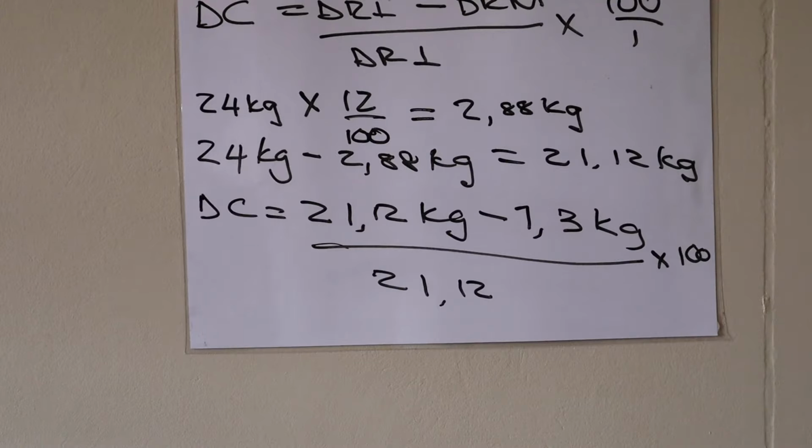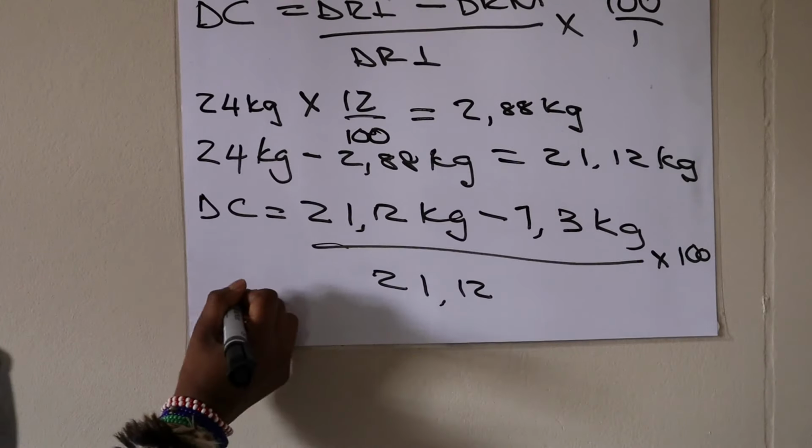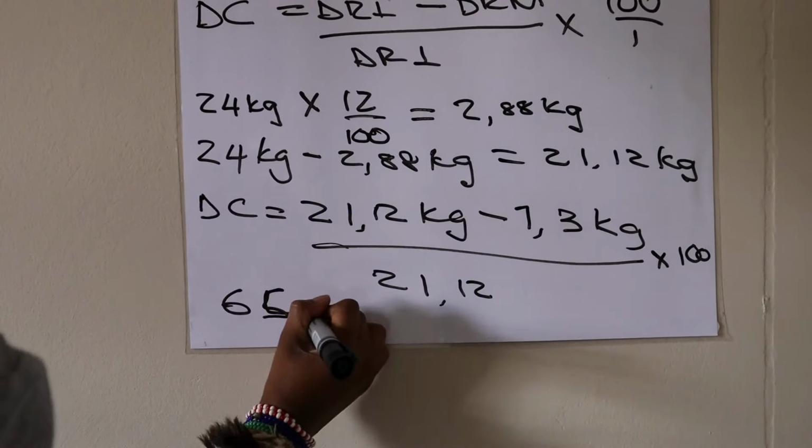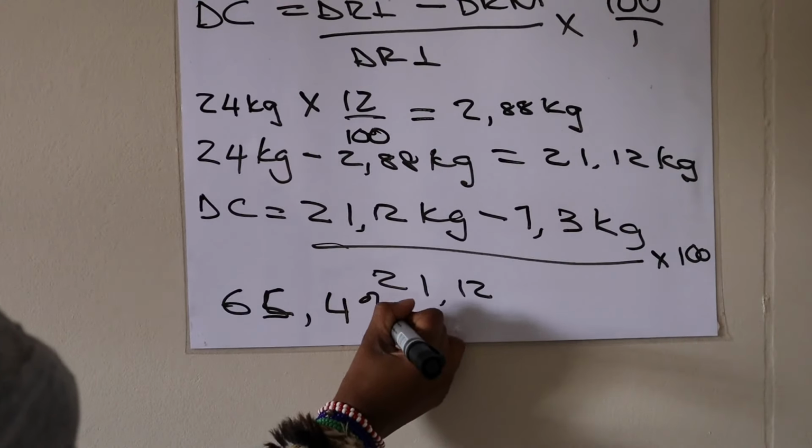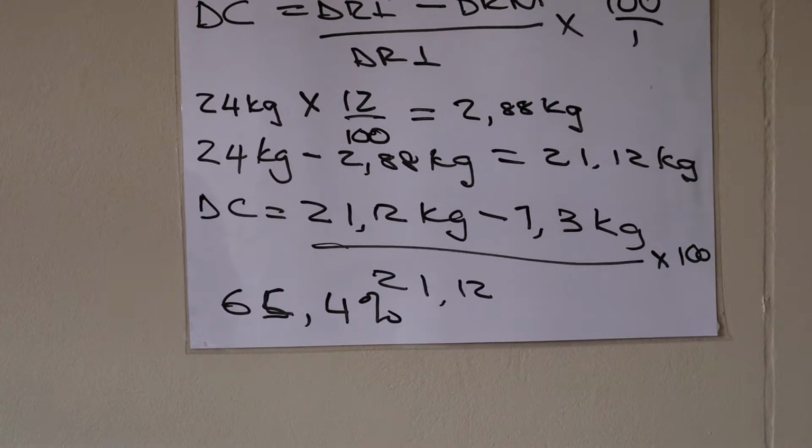Now, this 21.12 minus 7.3, then we divide that by 21.12 again, and obviously we'll multiply this by 100, and we've got 65.4% of the digestibility coefficient, 65.4. So confirm that with me, right?